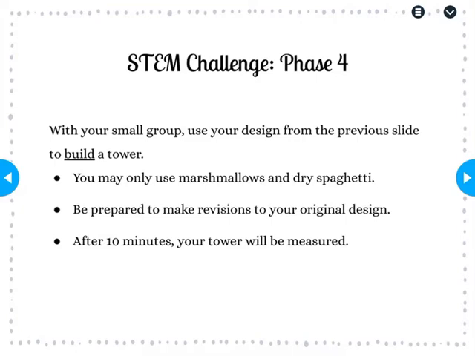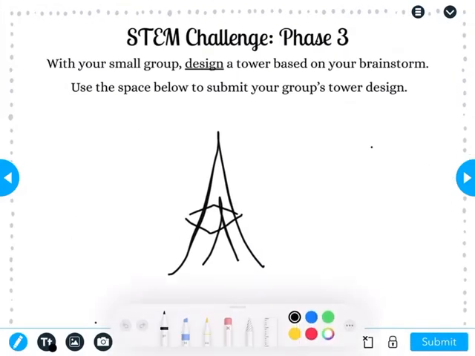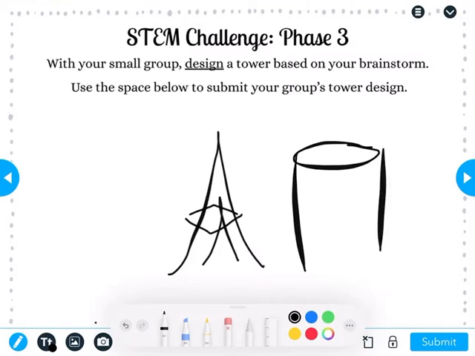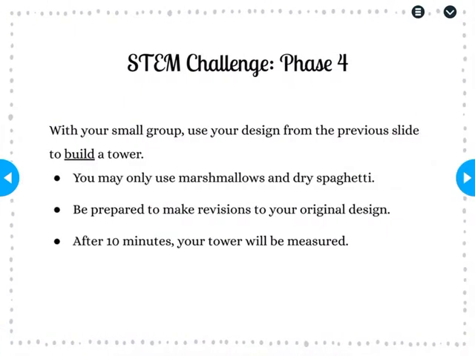So they'd be able to go back to that previous slide, make revisions, maybe try different structures, see how they work, and after having designed, rebuilt, they know that they have exactly 10 minutes, and after those 10 minutes, their towers will be measured. Which brings us to phase 5.